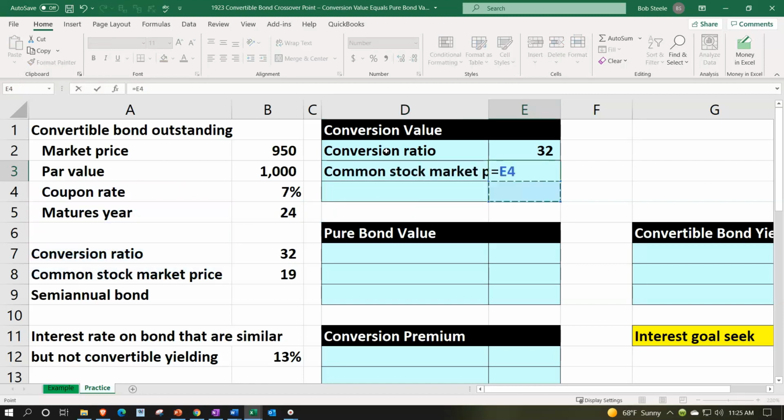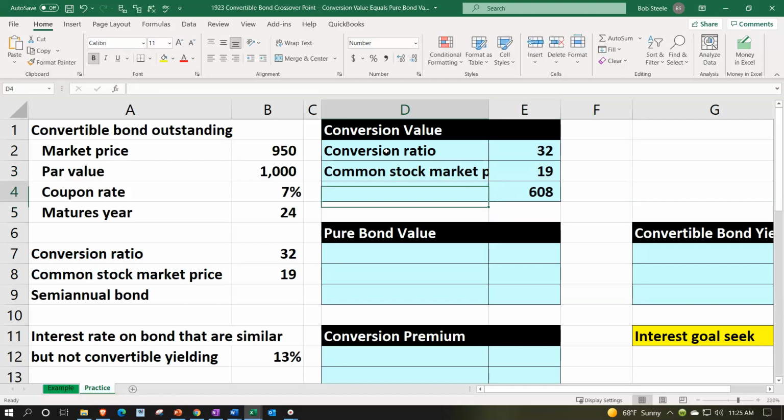So we'll pick up the 19 and multiply that out. This is going to be equal to the 32 times the 19. That's going to be the conversion value. Calling that the conversion value. So if we took these bonds and converted them to stocks, they currently have that value of the 19 each, so the 608 in other words.